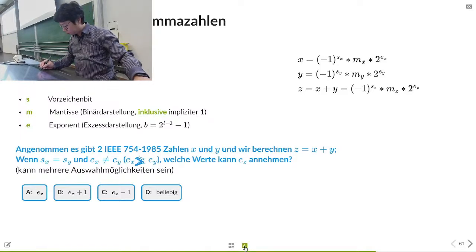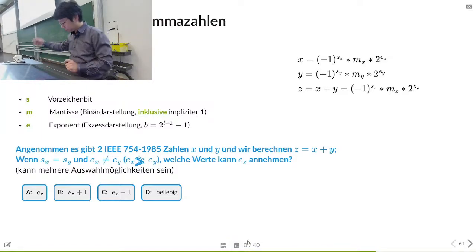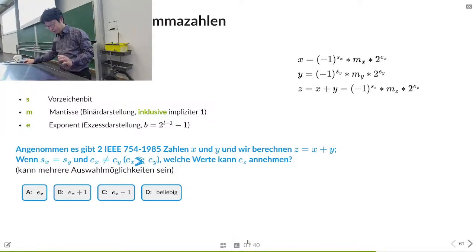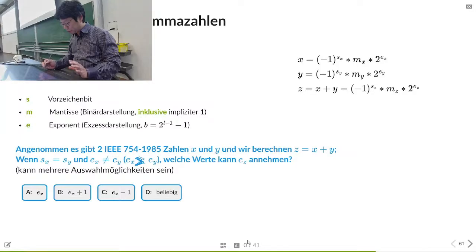Now let's do the poll again. Should I show the QR code again? I'm so afraid of showing the QR code. Let me show it again. So now we know that EX is greater than E epsilon.